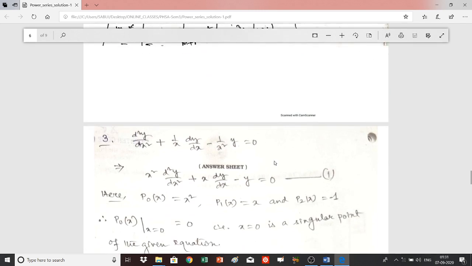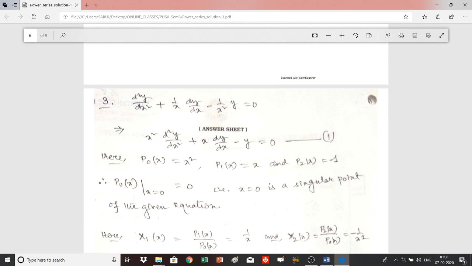Now another example, d2y by dx square plus 1 by x dy by dx minus 1 by x square into y is equal to 0. Now rearranging this equation, we have x square d2y by dx square plus x dy by dx minus y is equal to 0. To compare this equation with the general form of the linear homogeneous equation, we will have p0 x equal to x square, p1 x is equal to x, and p2 x is equal to minus 1.